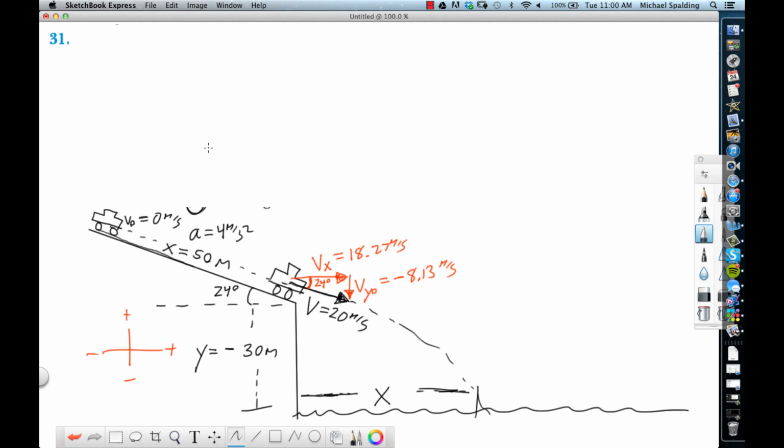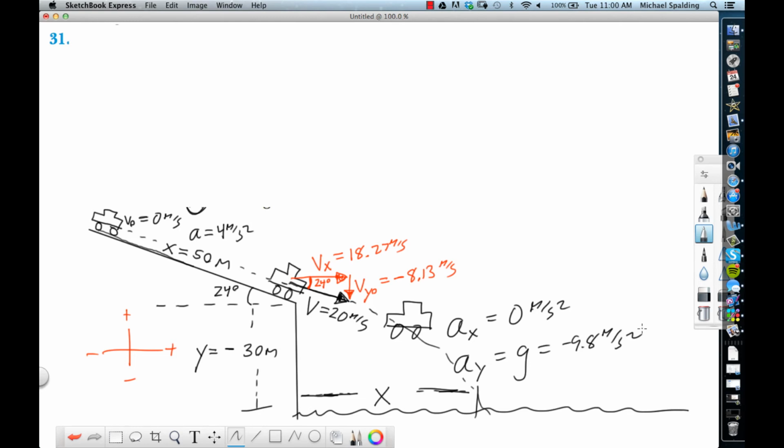What are we going to use to get time in the air? Y. There's not enough info in the X. All we know about the X direction is the X velocity. That's it. Oh, and I forgot to label something here. When the car is in the air, we know the X acceleration and the Y acceleration. What's the X acceleration? 0. It never changes. The Y acceleration is gravity, negative 9.8.